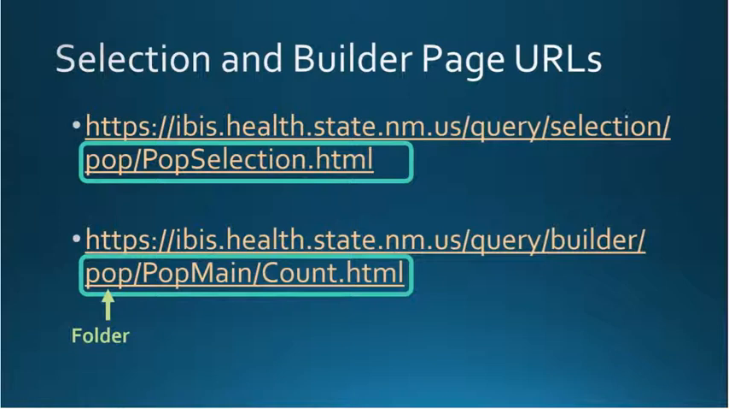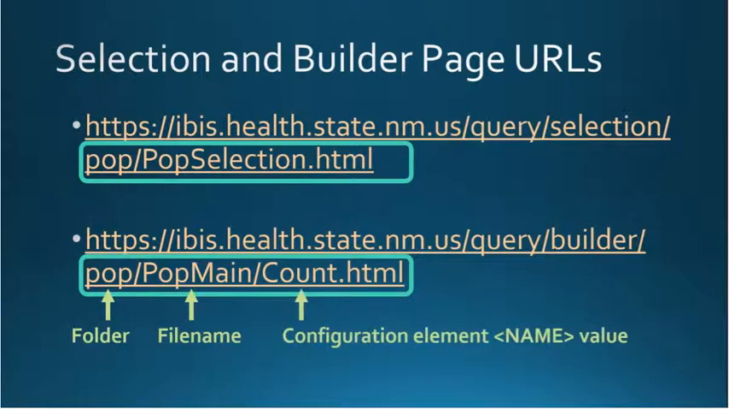In the second example, POP main tells IBIS to use the POP main.xml file to create the builder page. This is the file type we refer to as the module XML file. The last part of the query builder URL names the configuration element to use. Inside the module XML file are always one or more configuration XML elements. Each configuration element has a name element with a value like count, crude rate, age rate, and so forth. Each configuration is used to control the contents of a specific query builder page.